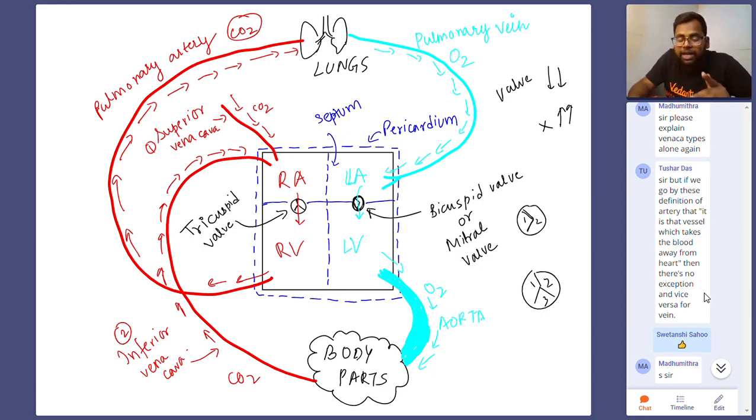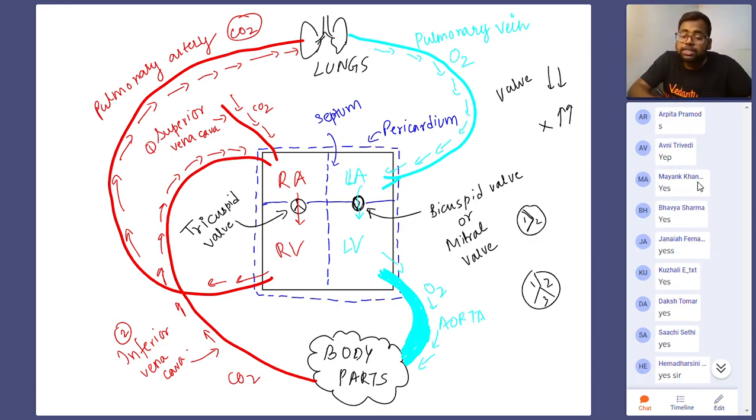Now, please see. If you all observe this, you will find that through the heart, blood is passing twice. Say yes. Blood is actually passing through the heart twice. Therefore, it is called double circulation. So, what is double circulation? Tell me, my champions. Double circulation is the process in which blood passes through the heart twice.